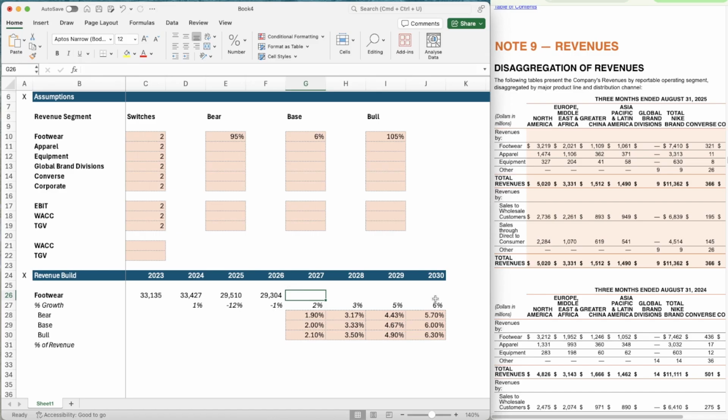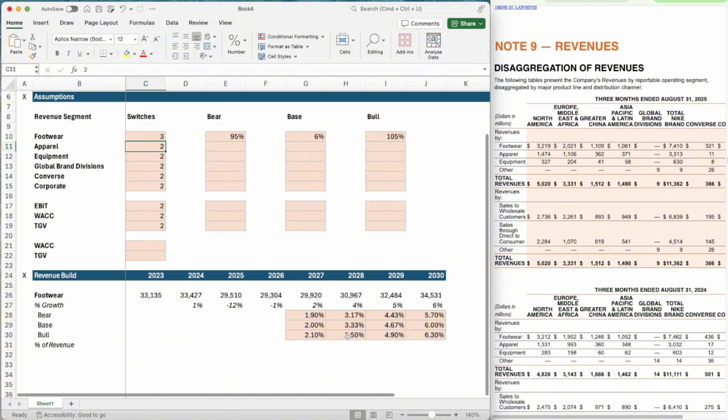Now to work out these four, all we do is we take the previous year, multiply it by 1 plus the switch, the growth rate, enter, copy it across. Now we have our revenue build for the footwear. I'm going to show you. We're going to simulate. First, we'll go to the bear case. See, it comes down a bit. Back to base. And then we're in the bull.